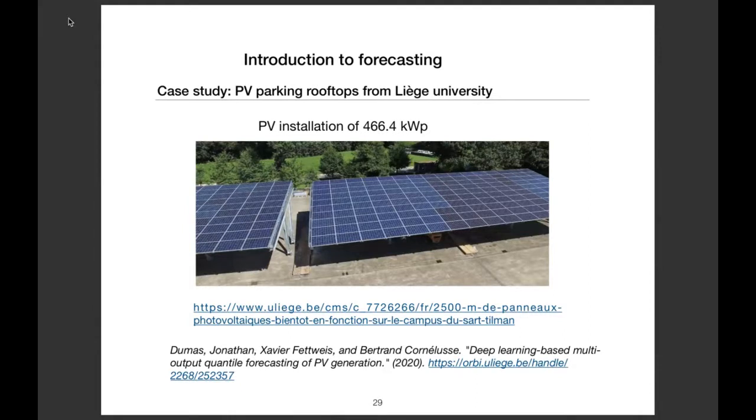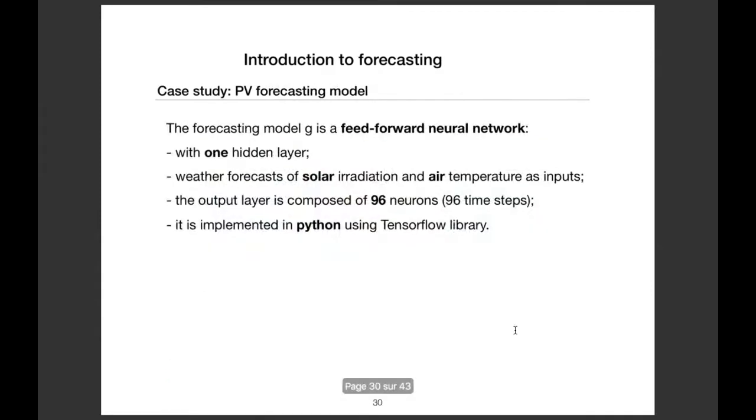because there is 466.4 kilowatt of PV installed capacity. And here you have the link on the description of the PV panel. And so we will take this data. We use the observation of this PV panel, and we use as a forecasting model G a feed-forward neural network, with one hidden layer. We use as a predictor the weather forecast of the solar irradiation and air temperature.